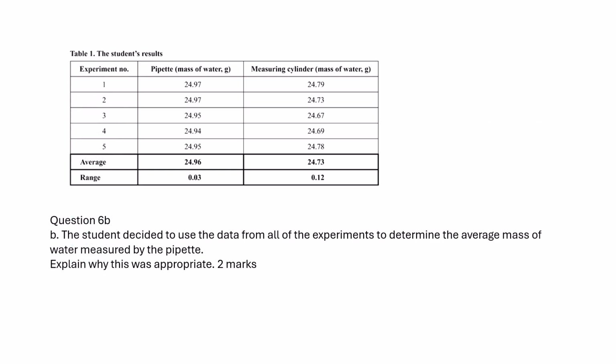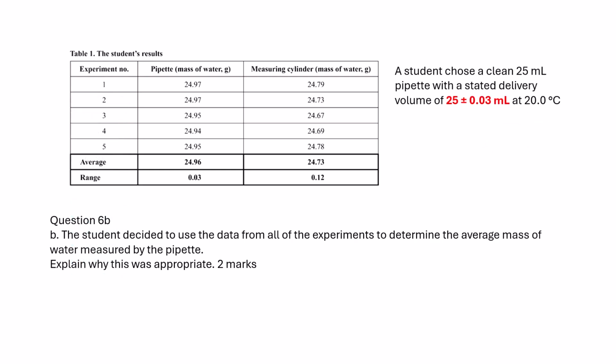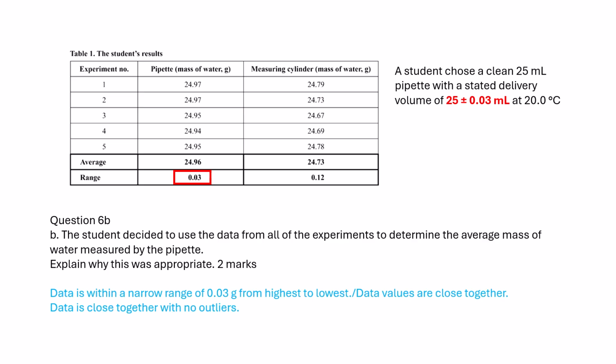Please read this sentence. A student chose a clean 25 mL pipette with a stated delivery volume of 25 plus or minus 0.03 mL at 20.0 degrees Celsius. So, the range of mass should be within 0.06 g for a pipette. The data in the table show that the range is within 0.03 g, so the data is close together with no outliers.